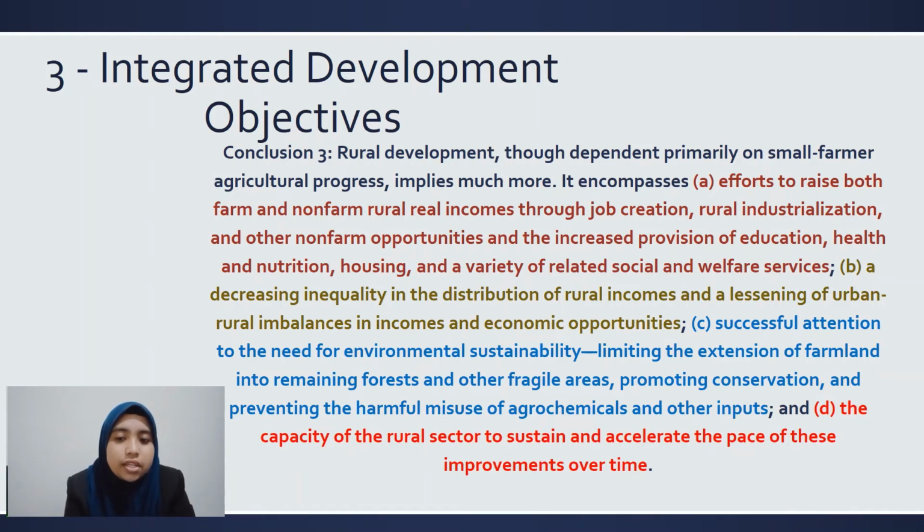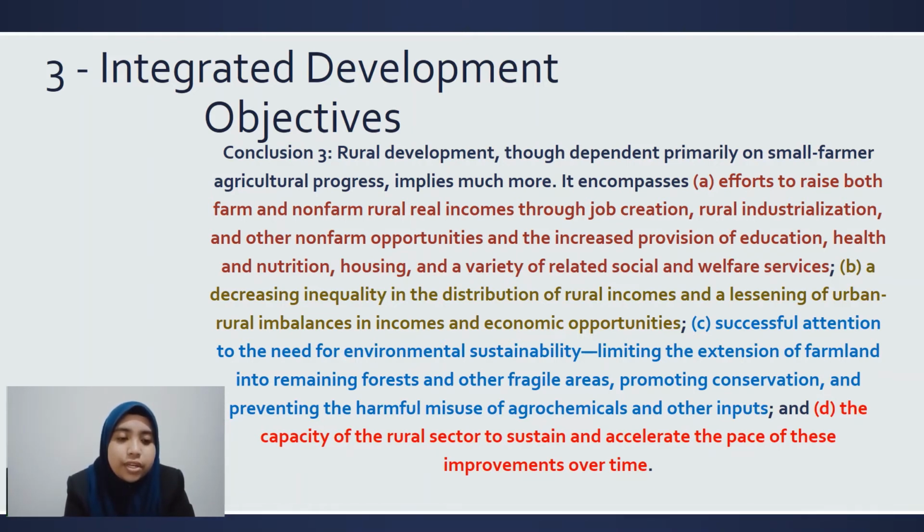industrialization, and other non-farm opportunities, and the increased provision of education, health and nutrition, housing, and a variety of related social and welfare services. The second point, decreasing inequality in the distribution of rural incomes and a lessening of urban-rural imbalance in incomes and economic opportunities.